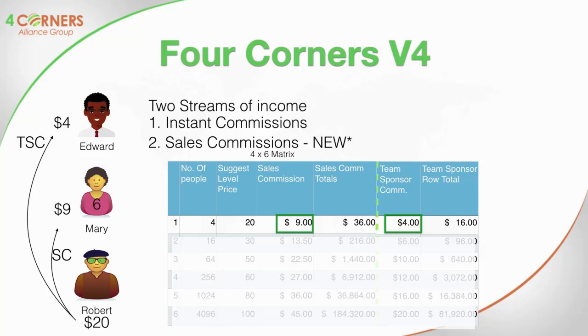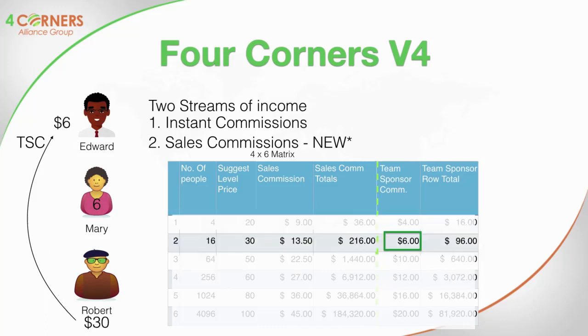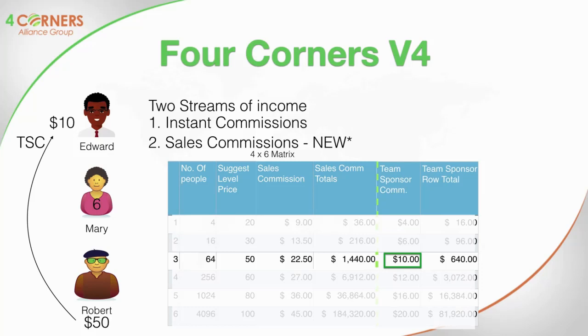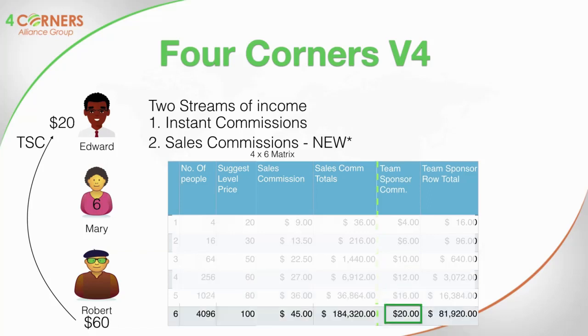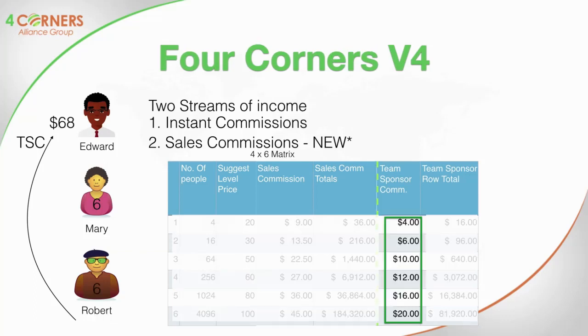So when Robert purchases product set 1, Edward earns a $4 team sponsor commission. When Robert upgrades to product set 2, Edward will earn a $6 team sponsor commission, and so on and so forth. $10 when Robert upgrades to product set 3, $12, $16, and $20 when Robert upgrades to product set 6. Edward earns a $20 commission. So that means that Edward is going to earn $68 from each of the people that Mary refers into the business over time as they upgrade through the product sets.